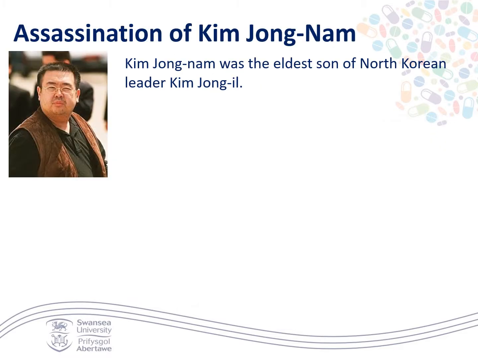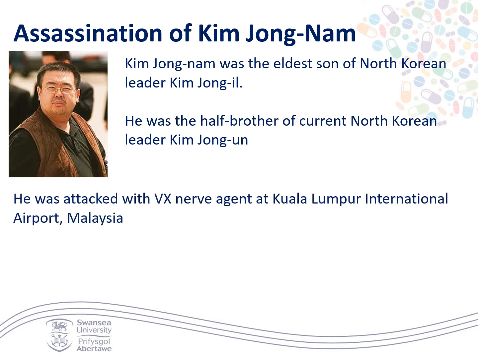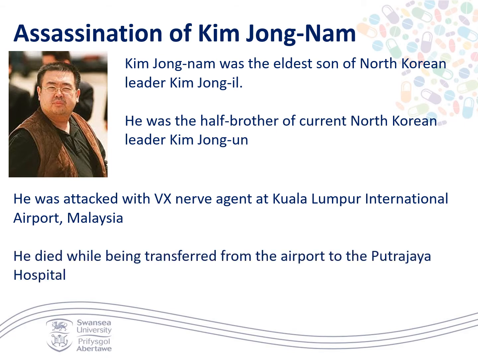So a little bit of backstory on some of the assassinations and assassination attempts using these nerve agents. An example being the assassination of Kim Jong-nam, who was the eldest son of the North Korean leader Kim Jong-il, and the half-brother of the current North Korean leader Kim Jong-un. Now, he was attacked in the Kuala Lumpur International Airport in Malaysia with VX nerve agent and died on his way to the hospital being transported from the airport. Now, these agents are extremely deadly.